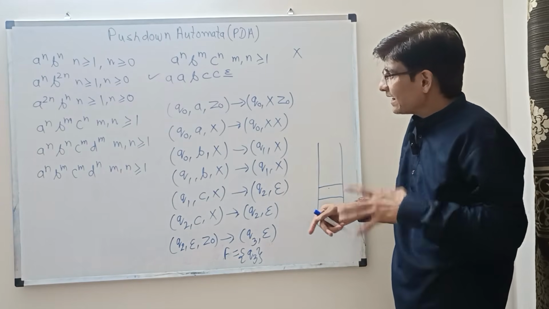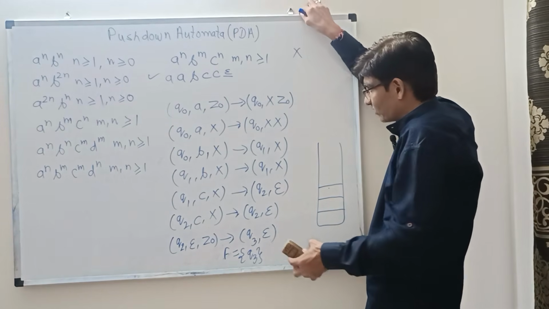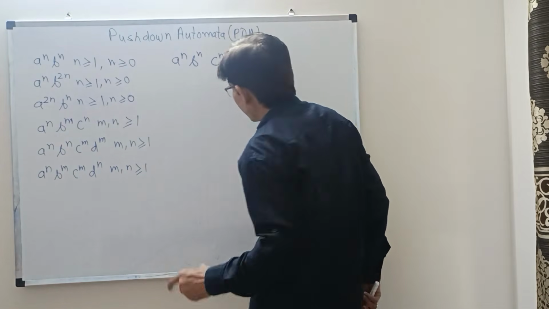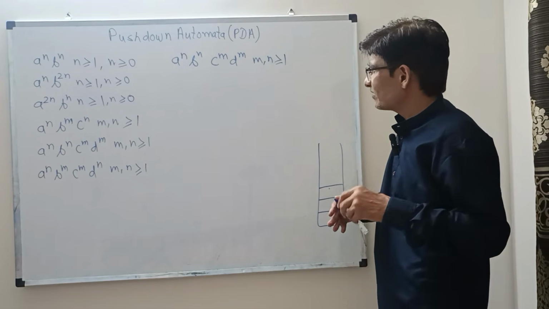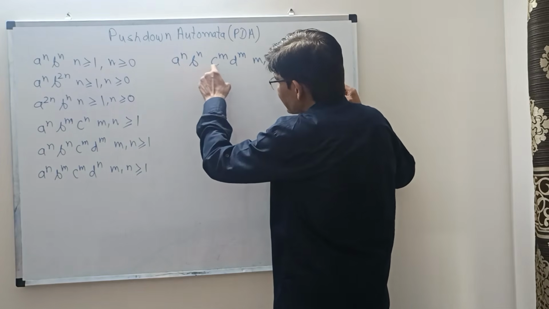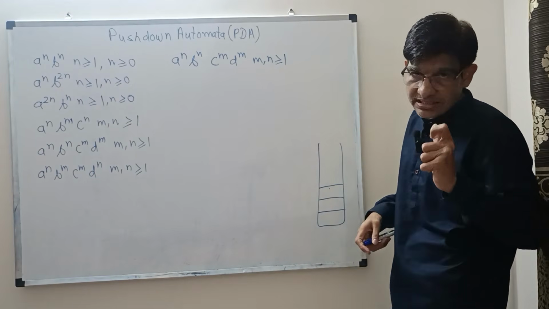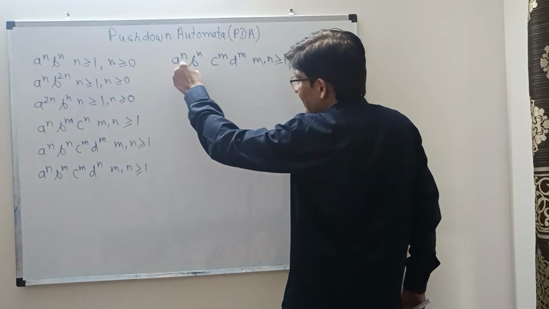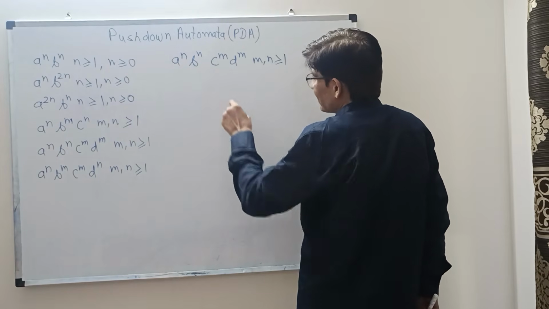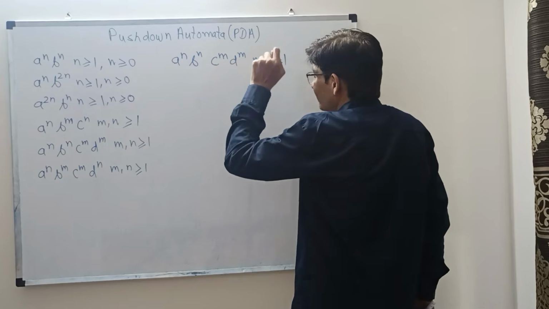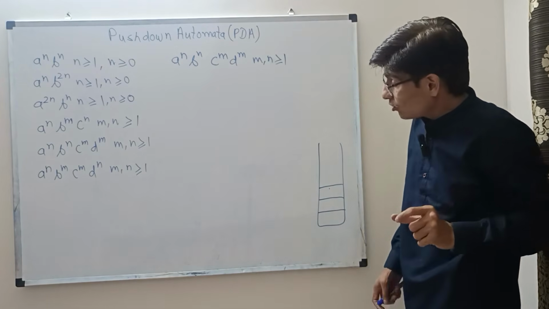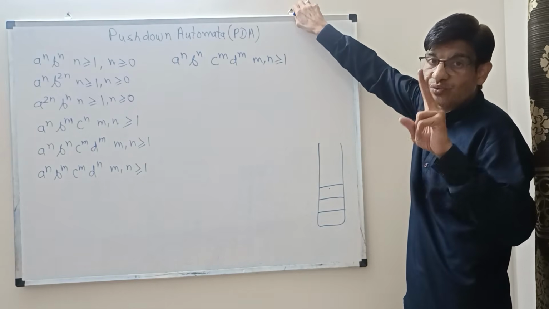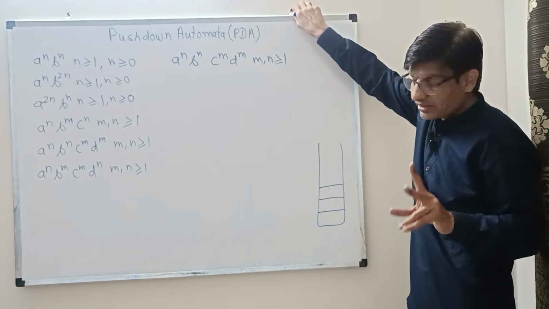Now I will take another language as an example. So now friends, this next language has four input symbols, A, B, C, and D. And you can see in this language we have a relation between the number of A and number of B, as well as the number of C and number of D.